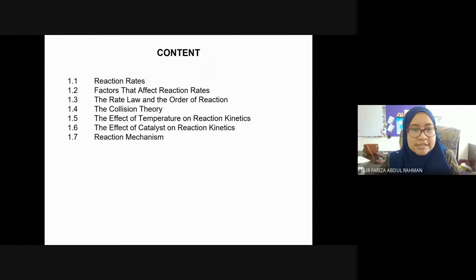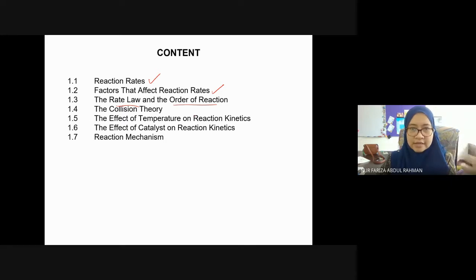So these are the subtopics that will be covered in this topic 1. In total we have 7 subtopics. We're going to start with reaction rates, and then we have factors that affect reaction rates, and then we have rate law to describe the reaction, and we also have the order of the reaction.